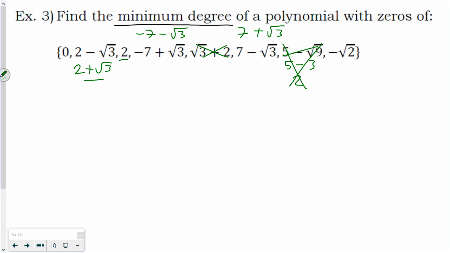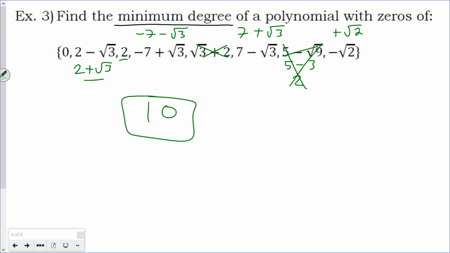And then I have negative root 2, which means I have to have a positive root 2 as well. Right? 0 minus root 2 gives you 0 plus root 2. So if you count all these zeros up, we end up with 10 possible zeros, or a minimum degree of 10. You could have more if you have a multiplicity of more than one, but the absolute minimum degree of that polynomial is going to be 10, because that's how many distinct zeros we have.